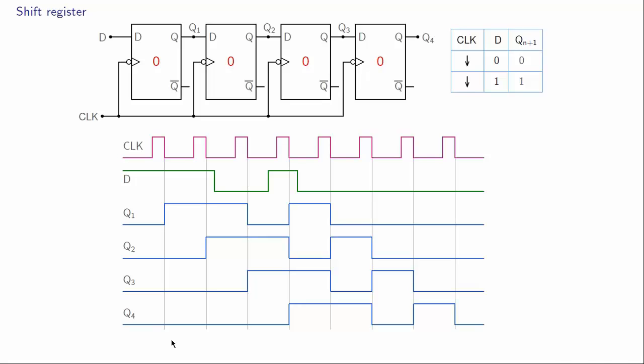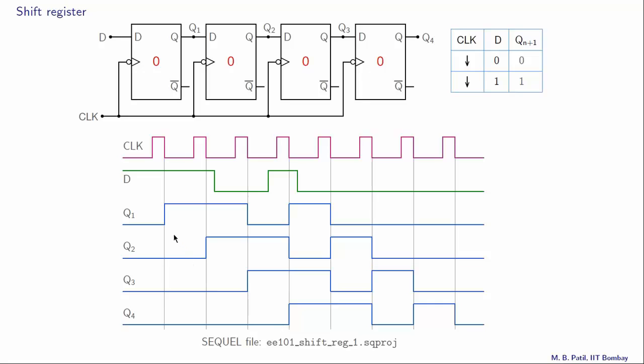And so on. And we observe that each output is a delayed version of the previous output. So for example, Q3 is like this and Q4 looks exactly like Q3 except it has got delayed by 1 clock period. That is one observation that we make.